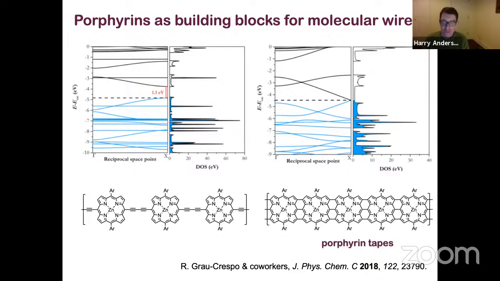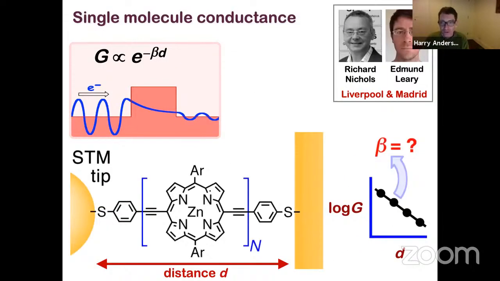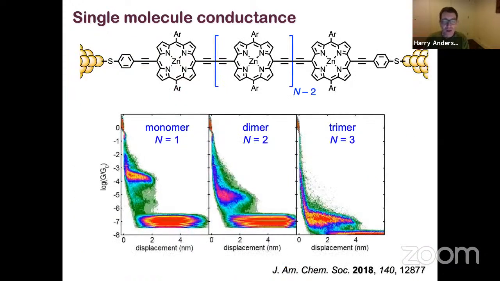So having made these sorts of porphyrin-based molecular wires, we thought we'd test their conductance, and we did that in a collaboration with a group at Liverpool and Madrid. So they used the STM method to measure the conductance of molecular wires. So we made molecules with sulfur end groups and made a series of oligomers and tested their conductance. And the histograms are shown here.